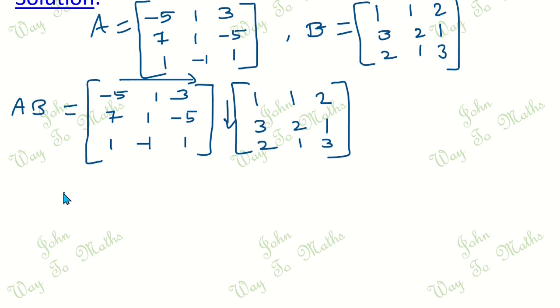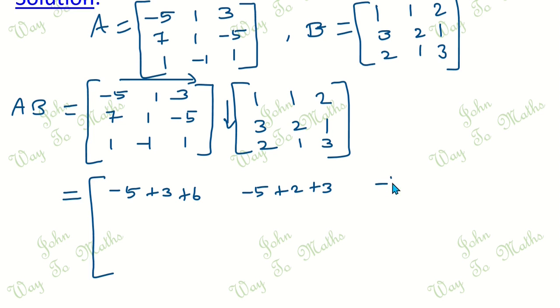First, the first row multiplied by the first column. So -5 into 1 becomes -5, then 1 into 3 becomes 3, then 3 twos are 6. Then the first row multiplied by the second column. -5 into 1 becomes -5, then 1 into 2 becomes plus 2, then 3 into 1 becomes 3. Then the first row multiplied by the third column. -5 into 2 becomes -10, 1 into 1 becomes 1, then 3 into 3 becomes plus 9.